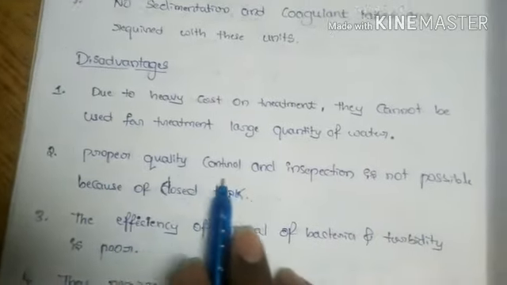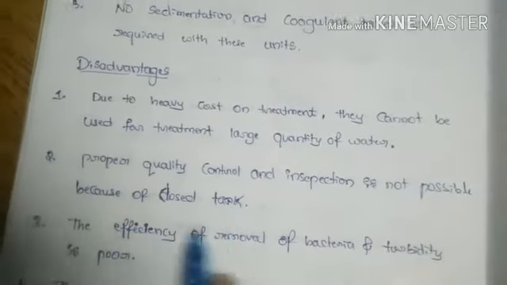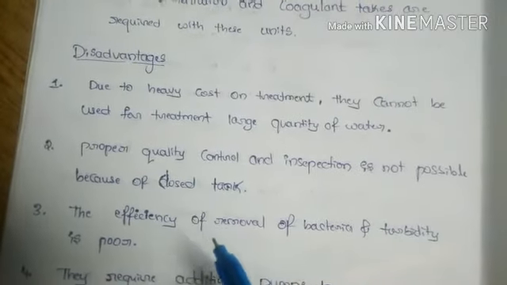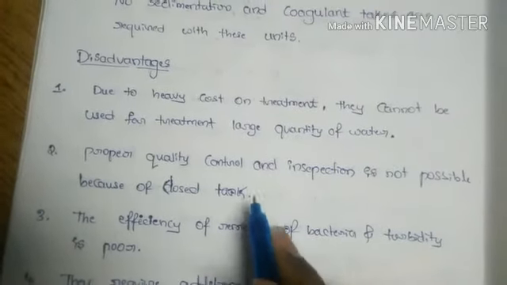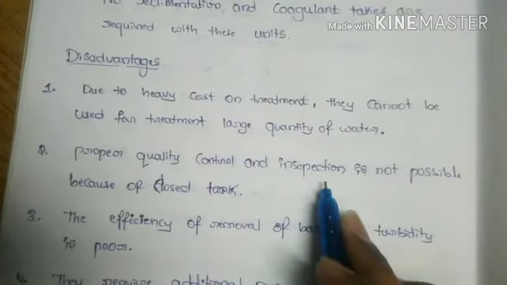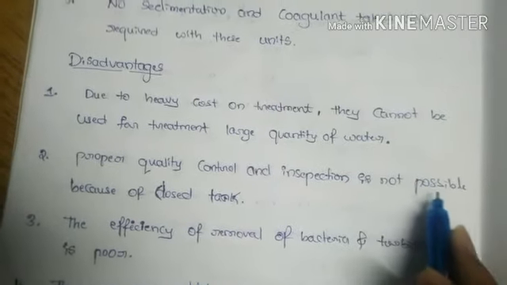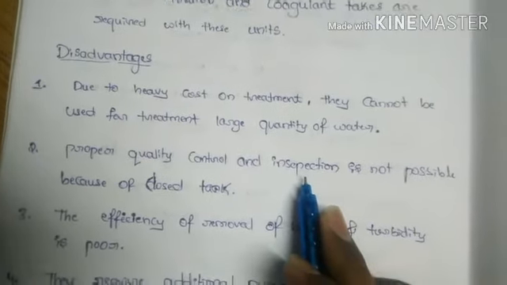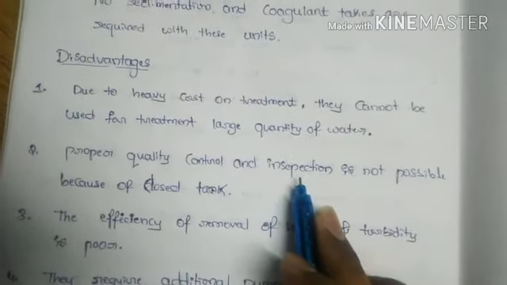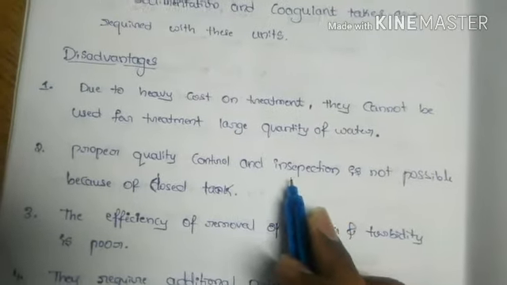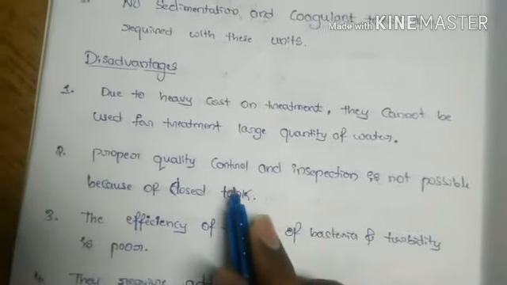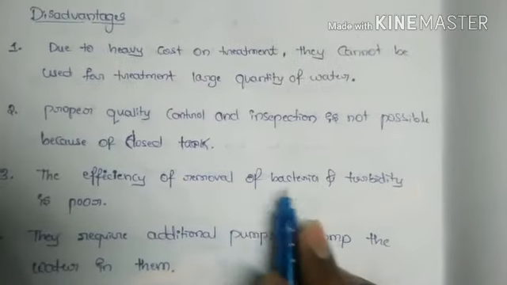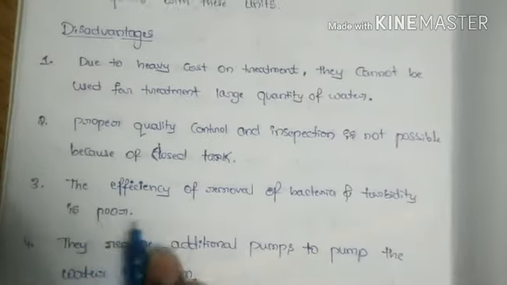A proper quality control and inspection is not possible because of the closed tank. We can't see inside because it is very small, and the inspection becomes impossible because of the very small manhole. We can remove only certain large particles, otherwise we should replace them, or it will increase the cost. The efficiency of removal of the bacteria and turbidity is poor.